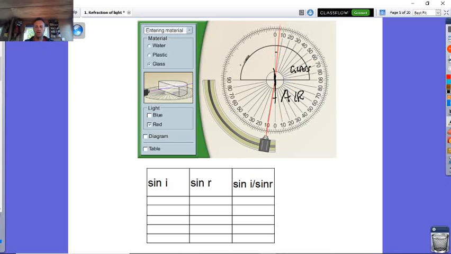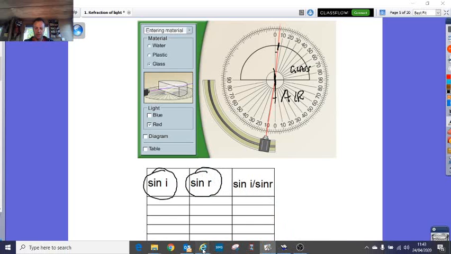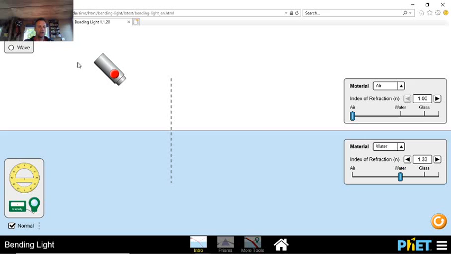Now, we use a semicircular glass block because when it comes out from glass to air again, can you see here, the ray of light does not change direction. Well, the reason why it doesn't change direction here is because it's going along the normal. Now, what you do then is you record the angle of incidence and the angle of refraction. Then you do measurements recording sine of the angle of incidence and sine of the angle of refraction.